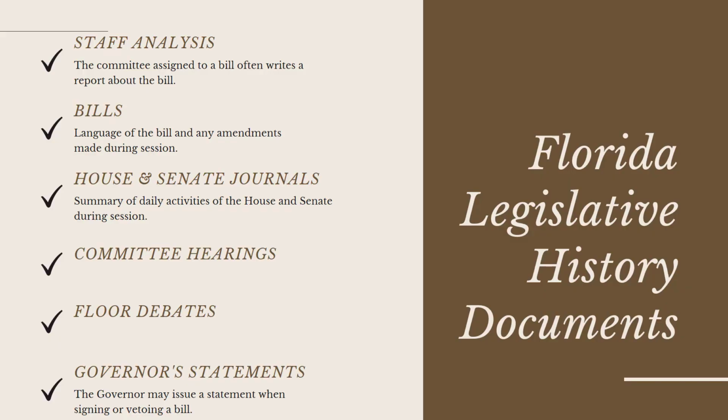The different parts of a legislative history: the staff analysis. The committee that is assigned the bill will often write a report about the bill, and so that has information beyond the language itself. The bill is just the language of the bill and any amendments that were made during session. The House and Senate journals contain a summary of daily activities of the House and Senate during session. We have committee hearings and floor debates, and governor statements, where the governor may or may not issue a statement when they are signing or vetoing a bill.